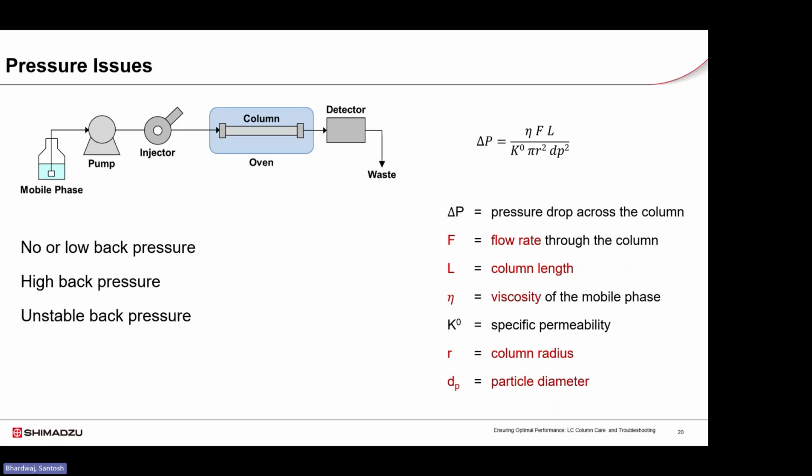One key point to consider while studying the pressure issues: in isocratic methods, the mobile phase viscosity stays constant, so pressure should remain stable. In gradient methods, mobile phase composition keeps on changing, so viscosity and pressure will vary accordingly.